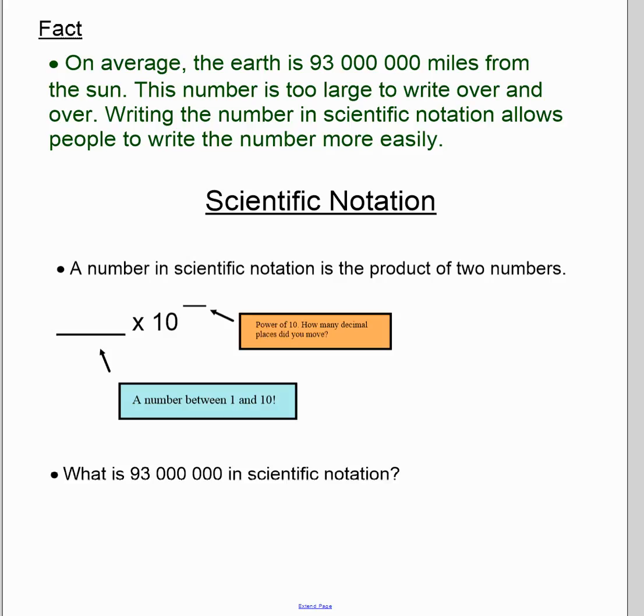And what you have to do when you look at a number is decide those two things. What number am I going to use that's between 1 and 10? And what's my power of 10 going to be? The power of 10 is essentially just how many decimal places that you moved.